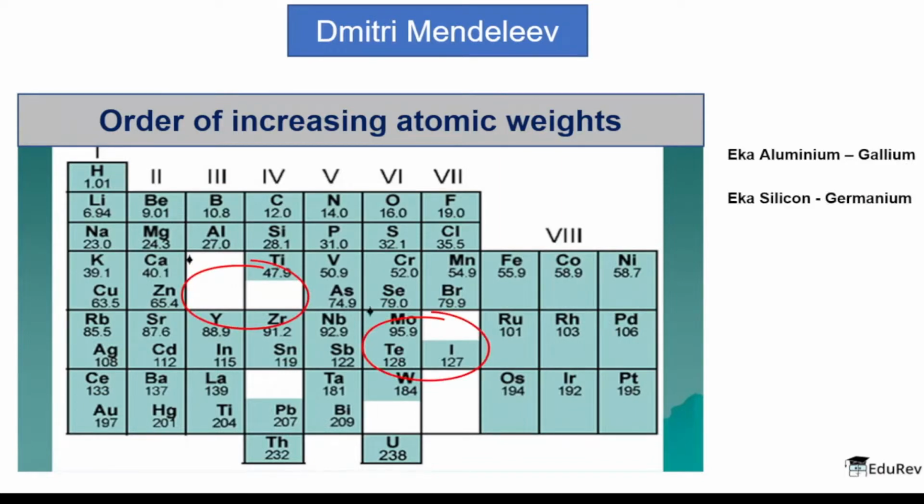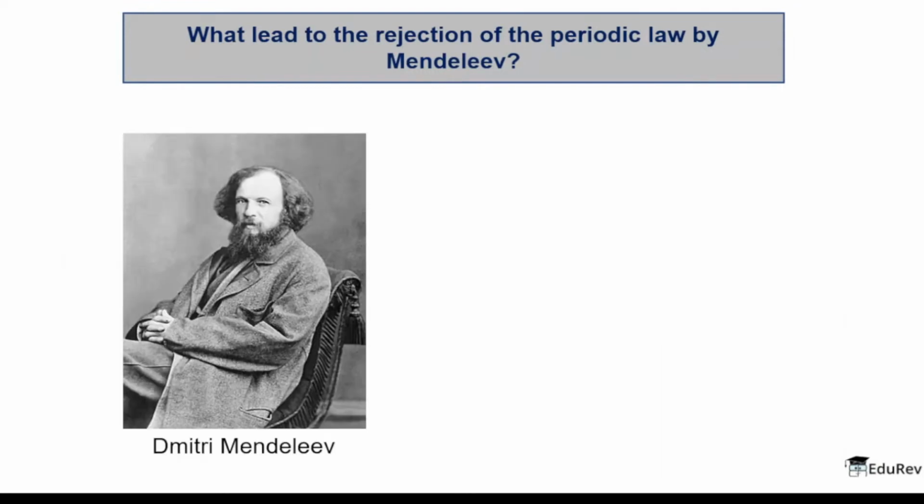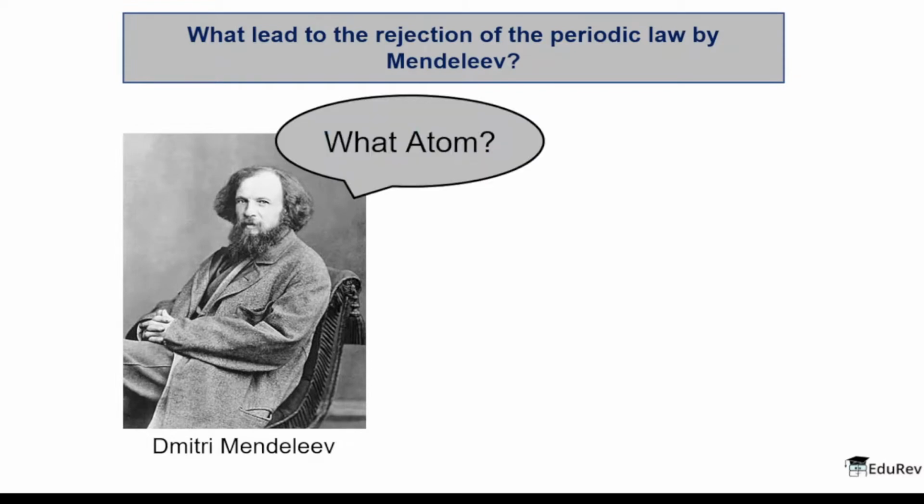But as discussed, this model of Mendeleev was also rejected. Now let's talk about what led to the rejection of the Mendeleev periodic table. Now, it's important to understand that at the time when Mendeleev came up with his periodic law and periodic table, atoms had not yet been discovered.